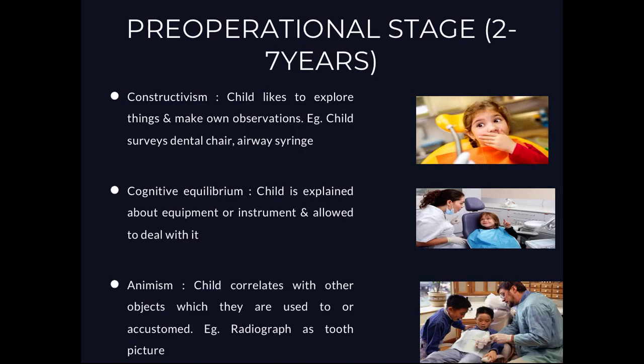Then is animism. Now the child will correlate with other objects which they are used to or accustomed to. For example, a radiograph. A child does not know what a radiograph is, but he knows what a tooth picture is because he has seen a photograph, a picture at his home. So he can relate, yes, it is showing a tooth, so it's a tooth picture. Yes, they have taken my picture, and he will be more cooperative with you.